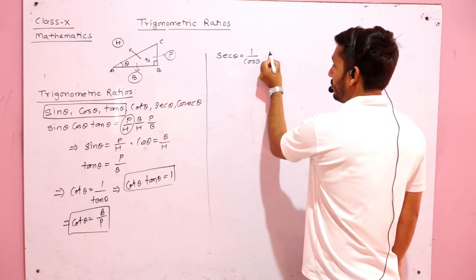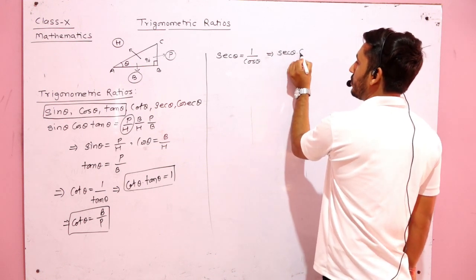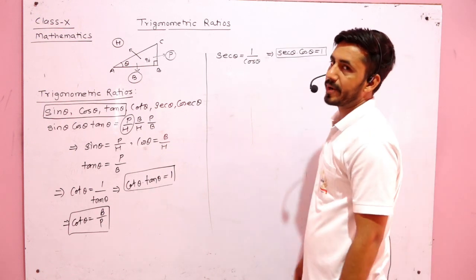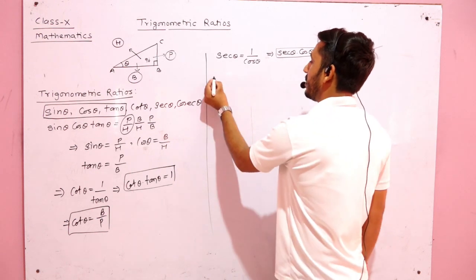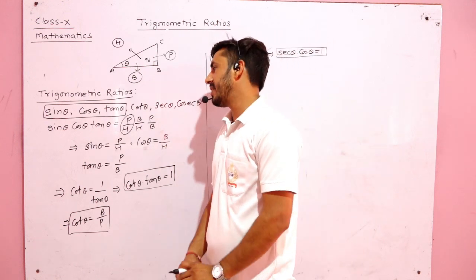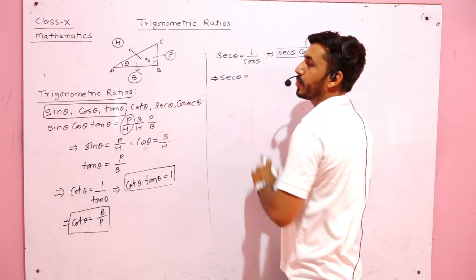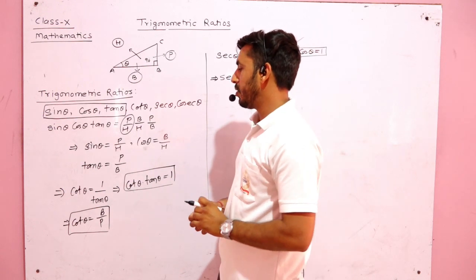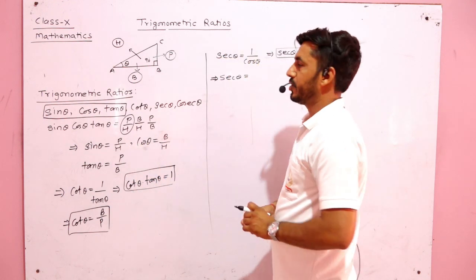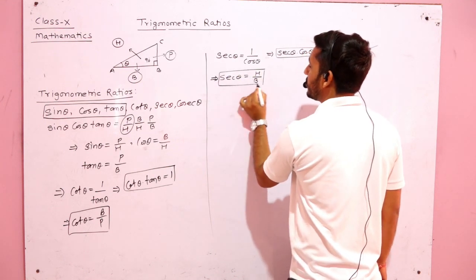Clear? Then from here we can get the relation sec theta dot cos theta is equal to 1. The next relation is obtained like this. And if I want to find sec theta in terms of the three sides, then sec theta is equal to 1 upon cos theta. What is the value of cos theta? From here I can see directly cos theta is equal to B upon H. Then the value of sec theta will be H upon B. This is the next relation.